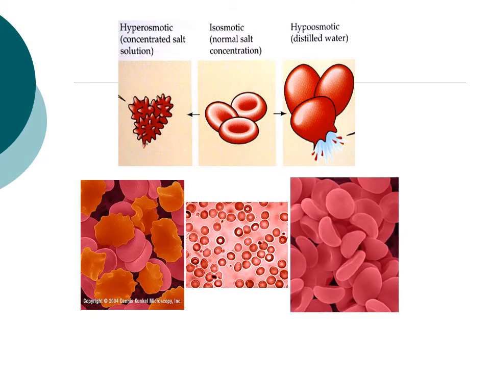Let's take a look at a different drawing and then what they look like under the microscope. So here we have hyperosmotic. So again, it's in a hypertonic solution. Here's isotonic. Here's hypoosmotic or hypotonic solution. So this is red blood cells sitting in concentrated salt water, and you can see these cells here are all very, very shriveled.